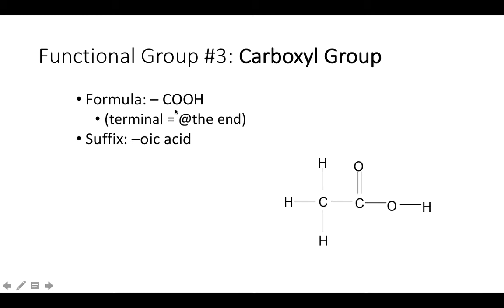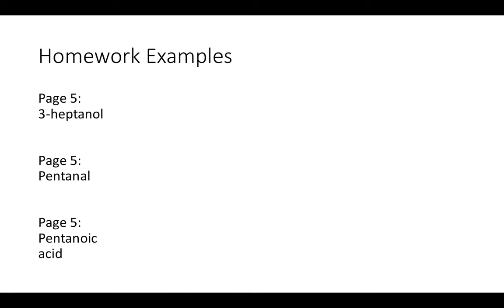Okay? So that's a C=O double bond and an OH hydroxyl group. That also is going to be terminal. That is going to change the suffix to "-oic acid". Okay? So a carboxyl group will change the name to whatever the chain is, whether it's ane, ene, or yne. It'll change that to "-oic" and add the word acid. Okay? And there's a carboxyl group.